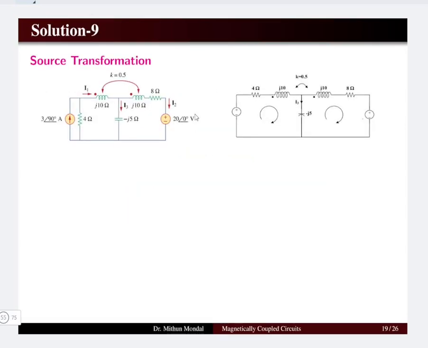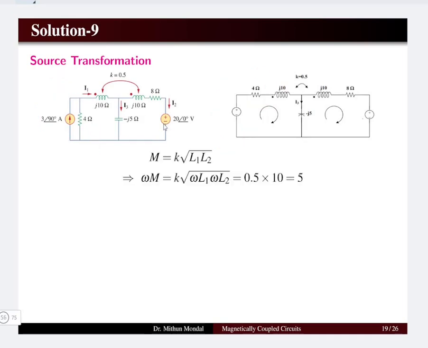So first we will apply the source transformation so that we can reduce the network having a current source in parallel with a resistance to a voltage source in series with a resistance. We have to apply the KVL equation, and that is the reason we are doing this type of transformation, where we require only the voltage source.